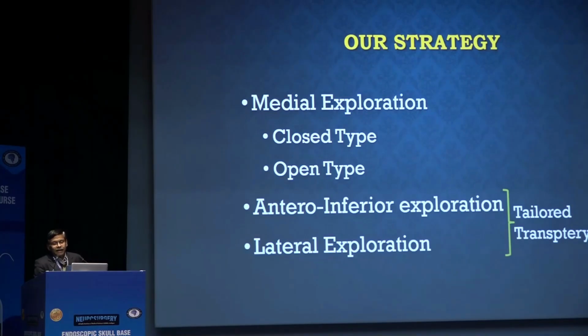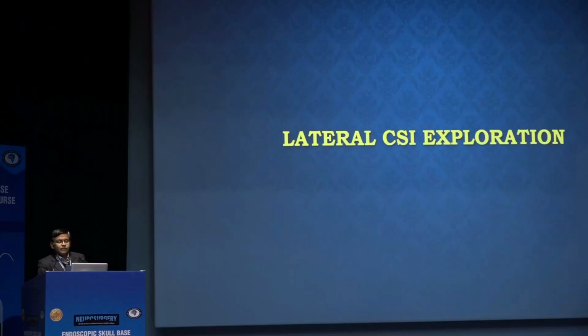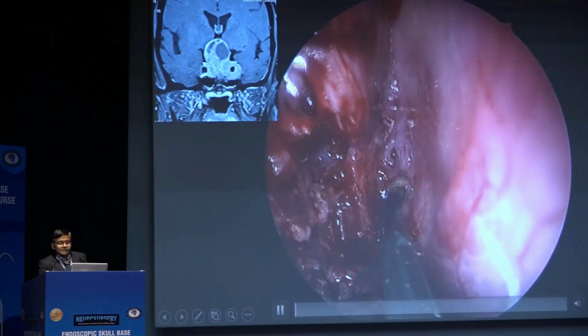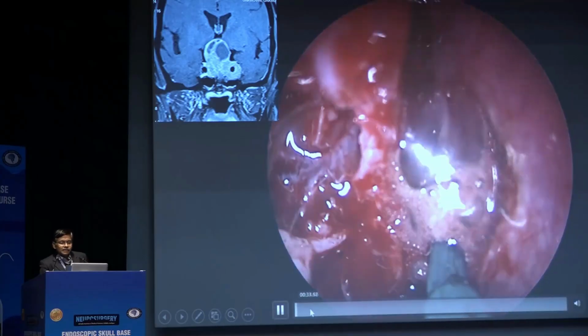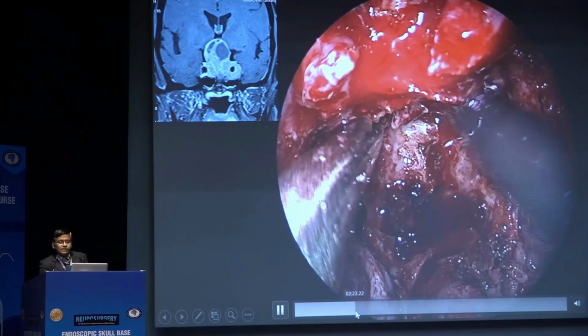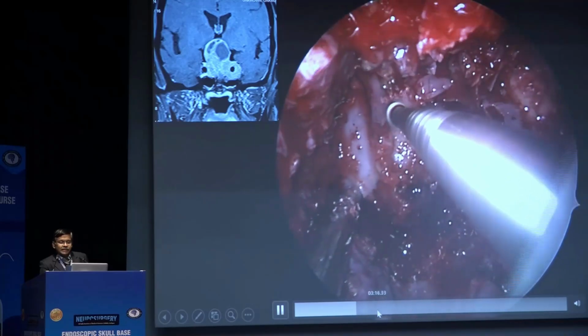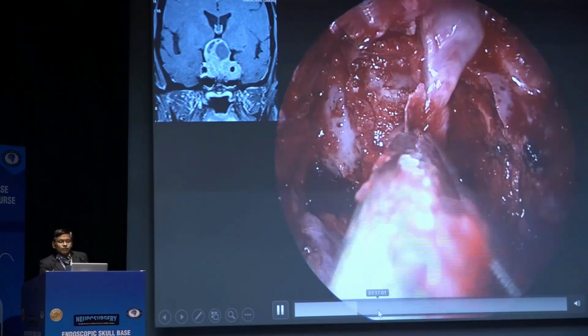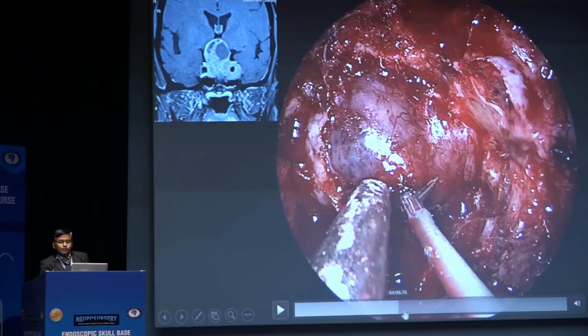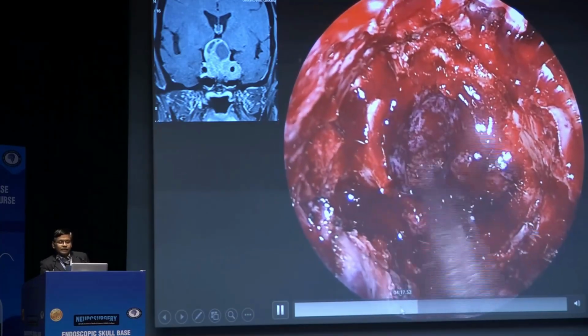For anteroinferior and lateral exploration, you need a tailored transpterygoid approach. So for a lateral transpterygoid and lateral transcavernous approach, I'll just illustrate with this case. These are the routine steps which have been covered previously. So we need a good transpterygoid exposure and navigation based exposure of the tumor area.